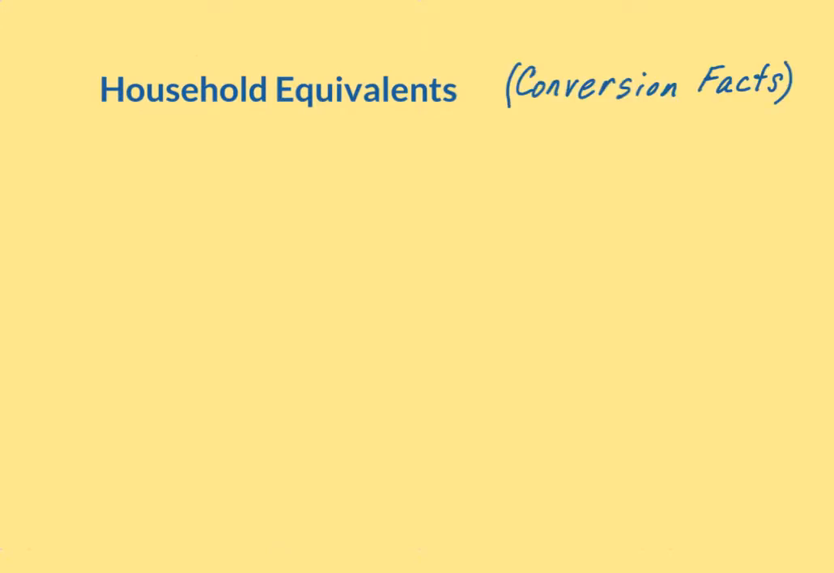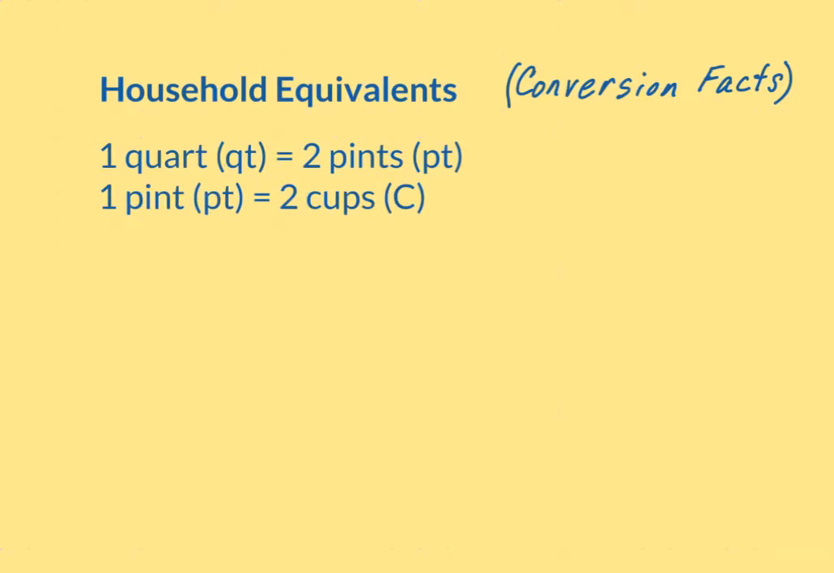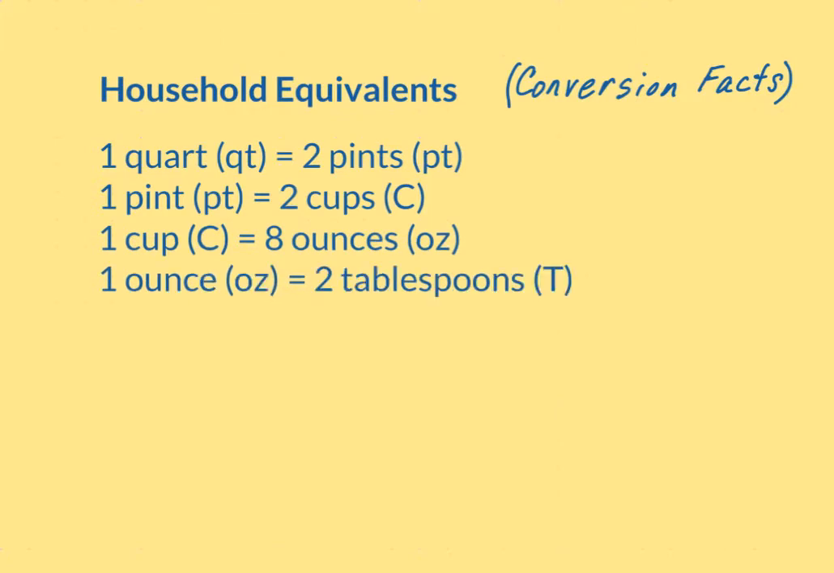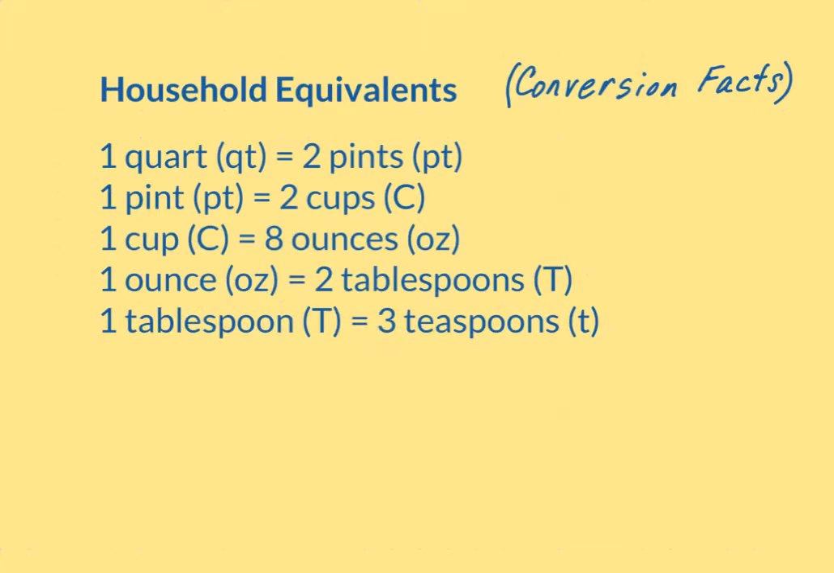Let's start with some household equivalents or conversion facts. 1 quart equals 2 pints. Notice that the abbreviation for the units is there beside the unit itself. 1 pint equals 2 cups. These are not teacups or coffee cups. They are a specific measure. They are a measuring cup. And 1 cup equals 8 ounces. 1 ounce equals 2 tablespoons. 1 tablespoon equals 3 teaspoons.